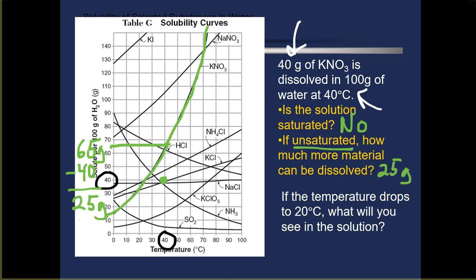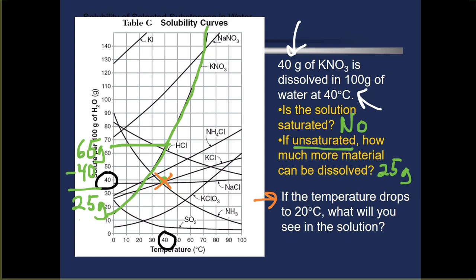All right, so let's go back to our 40 grams and our 40 degrees. So we're right here. I'll draw it in an orange X. And let's look at this question. It says, if the temperature drops to 20 degrees Celsius, what will you see in the solution? So right here underneath the curve, it's unsaturated. I could add 25 more grams to make it a saturated solution, but I'm not going to do that. Let's go ahead and do this question.